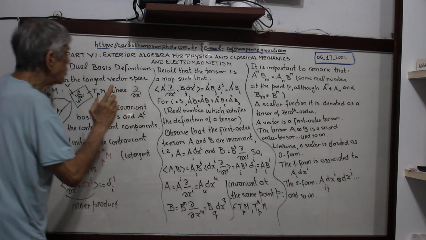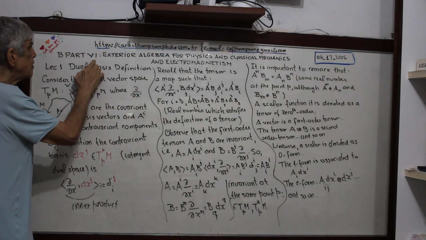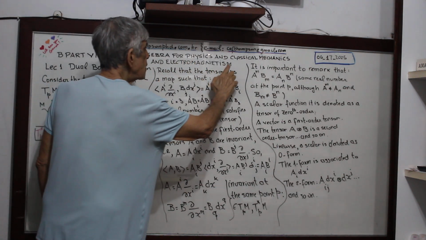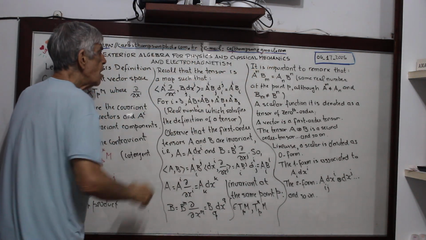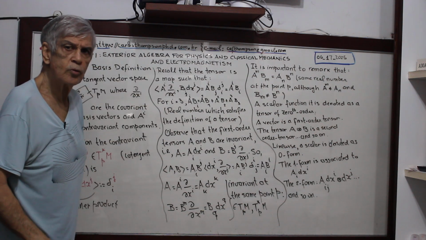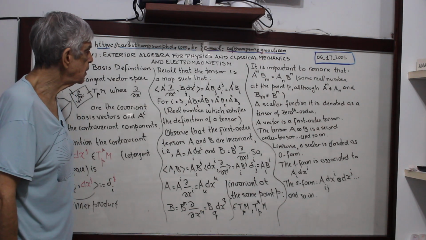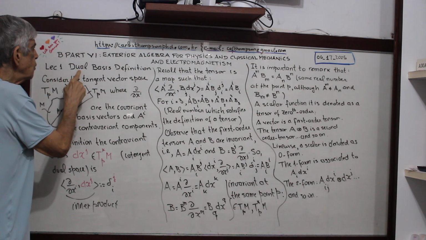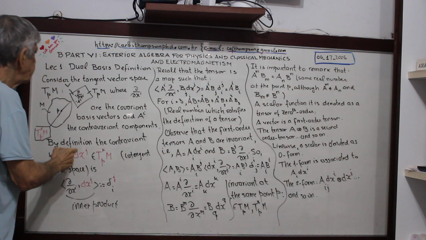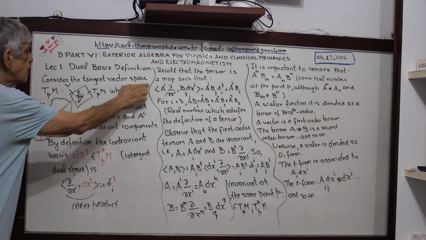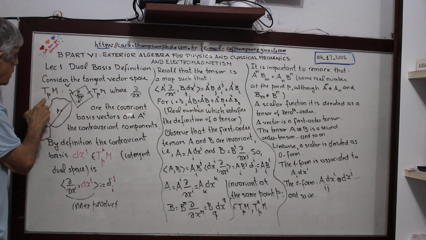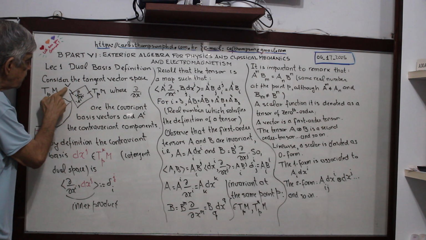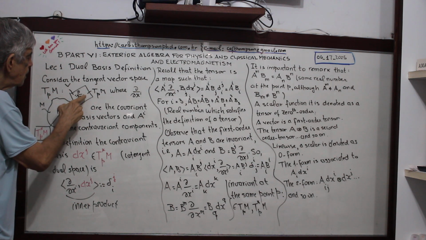Now let's start B part 6, exterior algebra for physics and classical mechanics, and also applied to electromagnetism. So let's start on lecture 1, dual basis definition. Consider the tangent vector space, TPM. This is TPM over here, a vector space V.